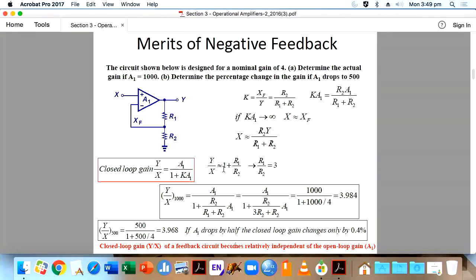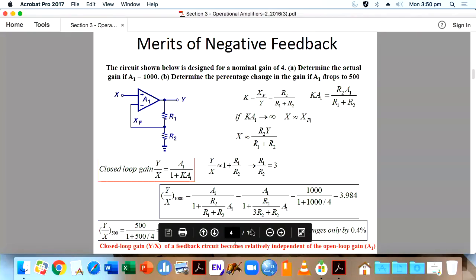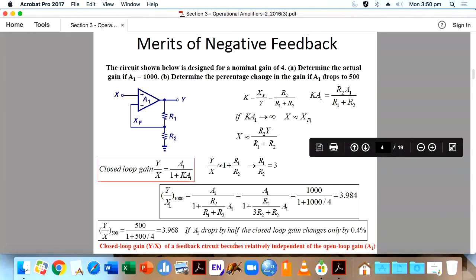So Y by X, which is equal to 1 plus R1 by R2, with R1 by R2 equal to 3. So that is the reason you are getting it. If you get this ratio, you are getting a closed loop gain of 4. Then what we are going to do is, first we are going to find out the closed loop gain Y by X when your A1 equals 1000. The first case, open loop gain of the amplifier equal to 1000, and the closed loop gain is equal to A1, the open loop gain, divided by 1 plus K into A1.